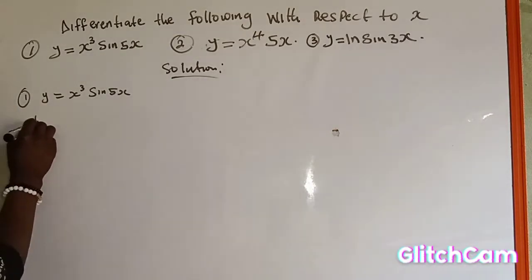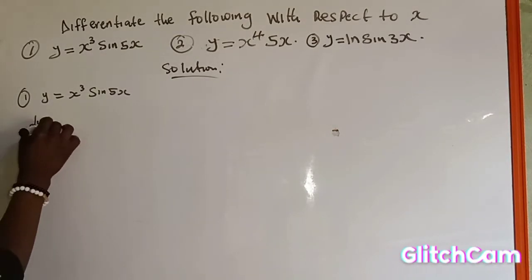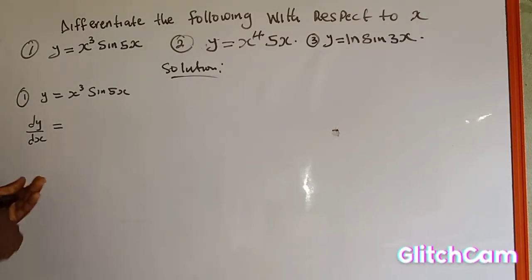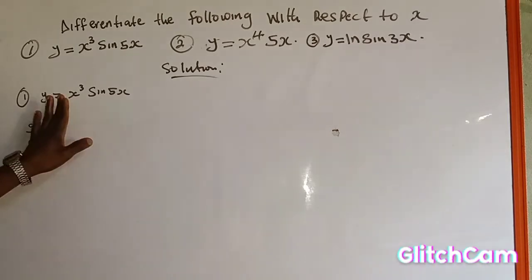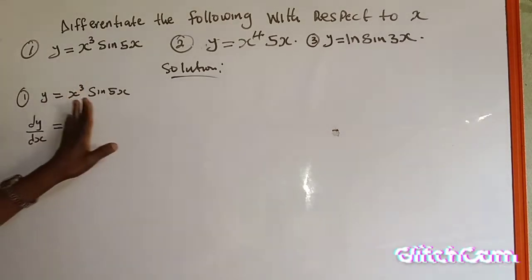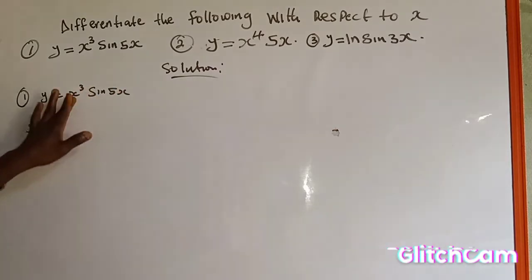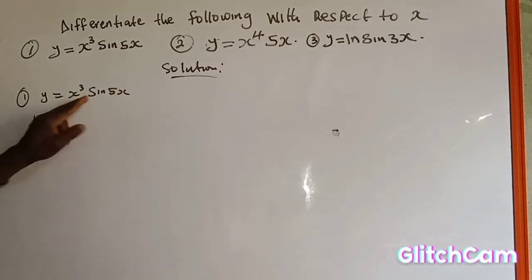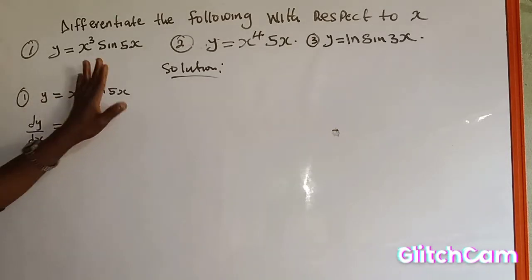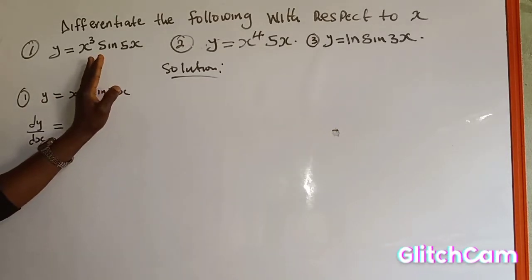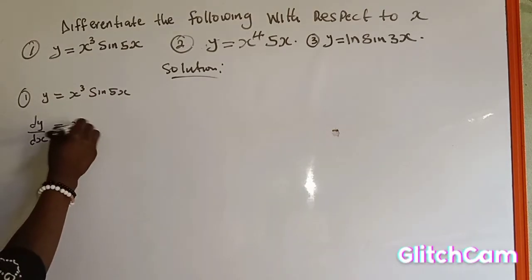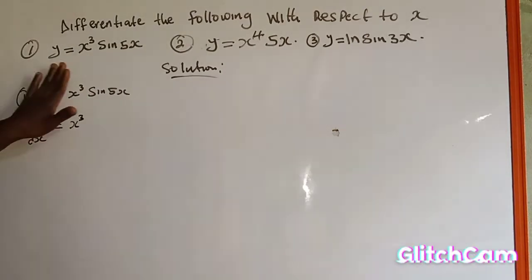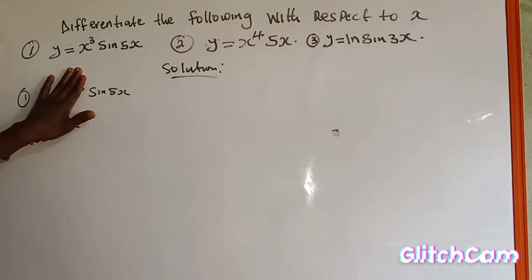So I'll have my dy over ds will be equal to. What we are going to do here, look very carefully, it's very simple, but it's technical. We have two separate functions here, s cubed and sine 5s. What we are going to do: you cover the right hand side, which is sine 5s, then you copy s cubed. Then cover this, then you differentiate this.